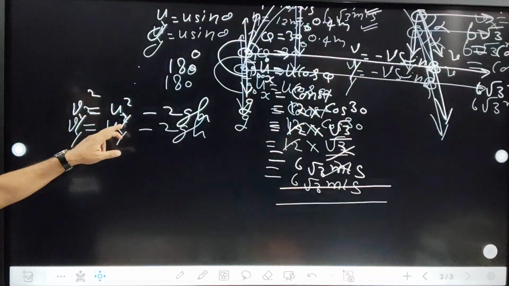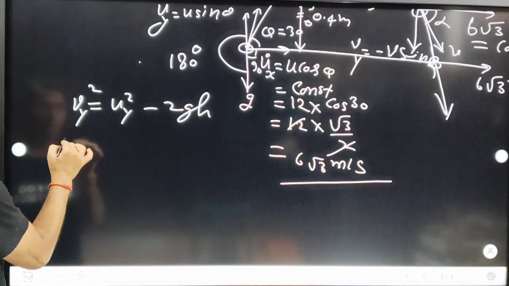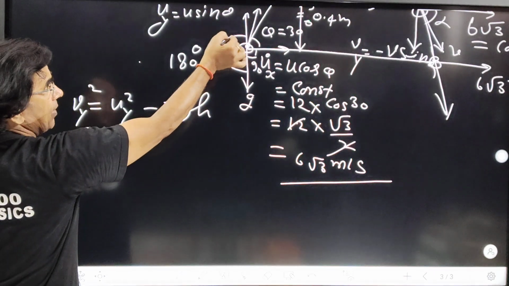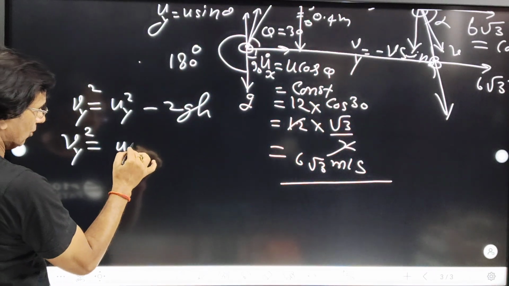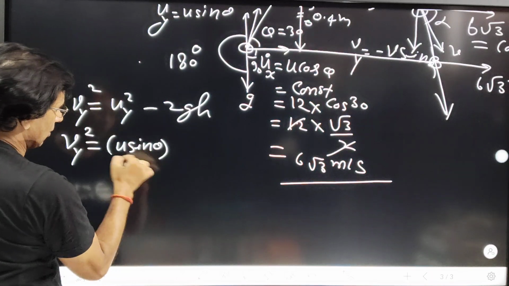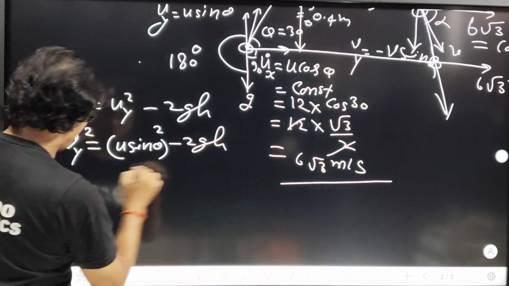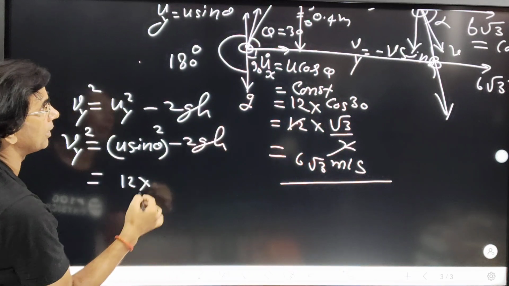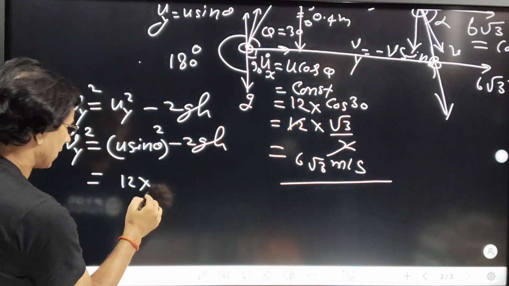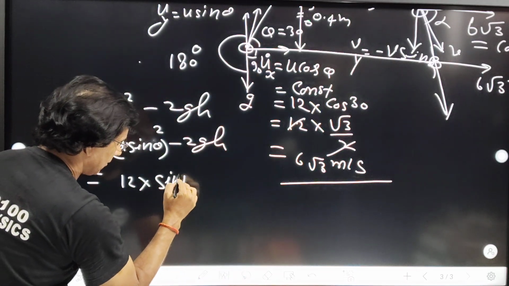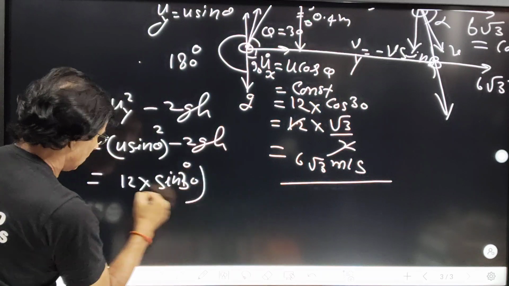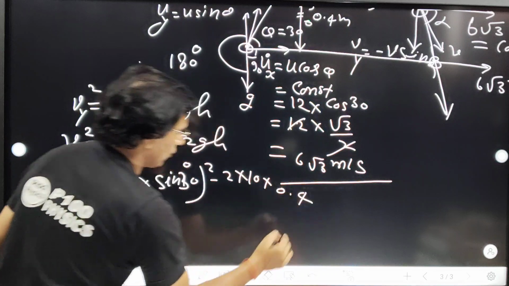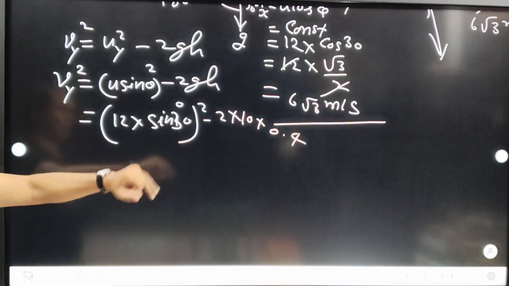Vx is always constant, and now you have to find the Vy value. I am solving here for Vy. Vy squared will be how much? Uy, the initial velocity along the y-axis, was U sin theta. Putting in the values, Vy squared equals (U sin theta) squared minus 2gh. Putting all the values, U is 12, sin theta is sin 30 degrees, squared, minus 2 into 10 into 0.4, because h is given as 0.4 meter.